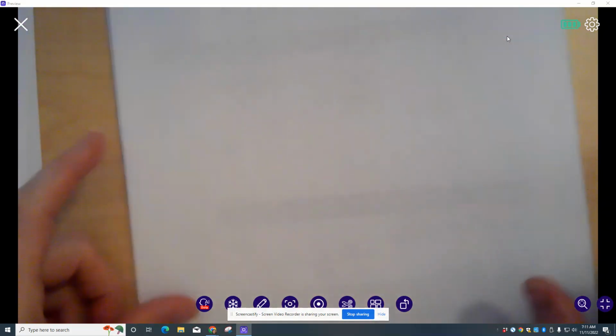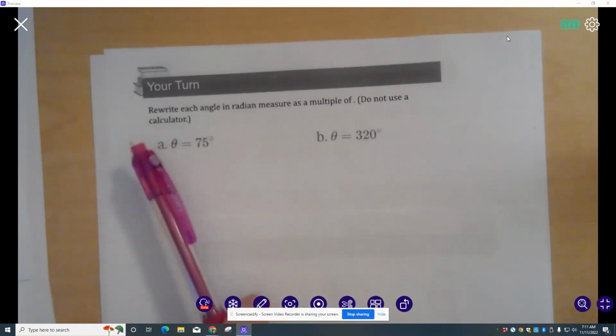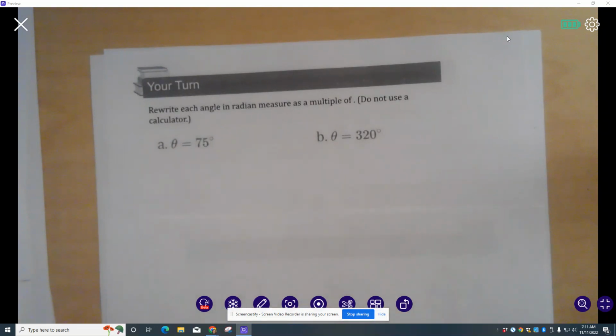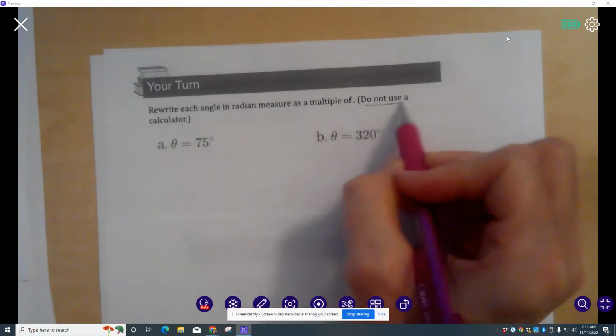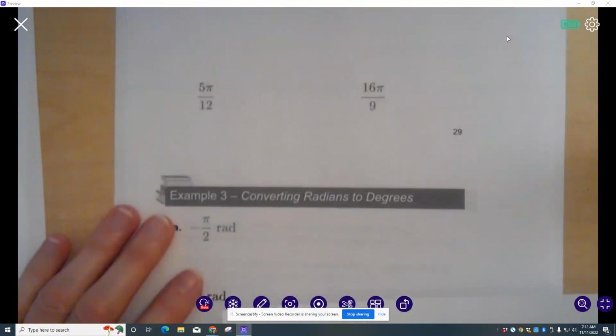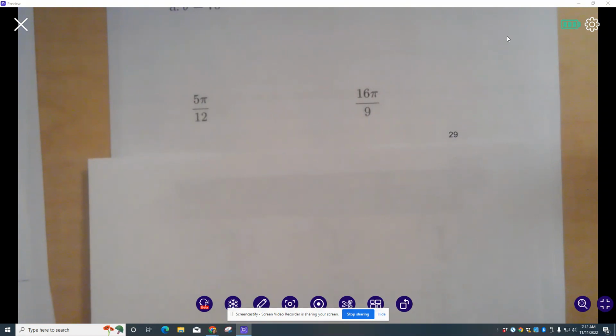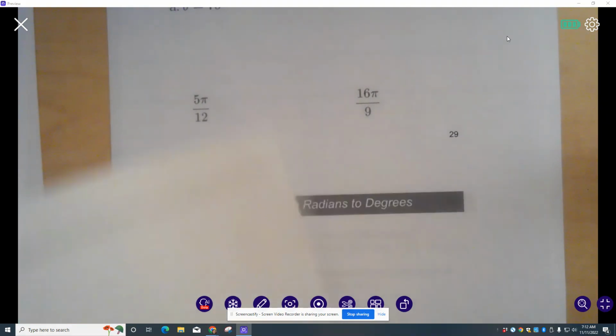Okay, these are your turns. Pause the video and try these. Again, we are starting with degrees and we are converting to radians. This says do not use your calculator, so you're going to have to simplify that fraction on your own. Okay, this is what you should have gotten. Hopefully you paused the video and tried that. 5 pi over 12 and 16 pi over 9.